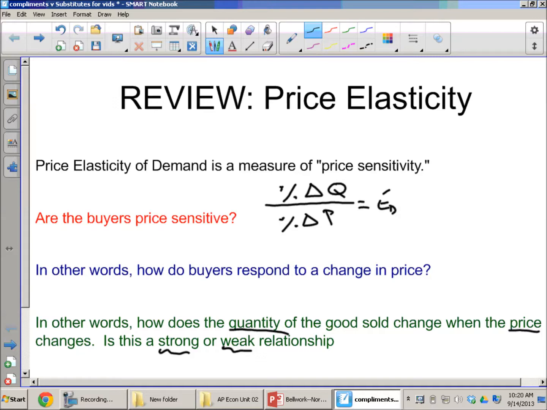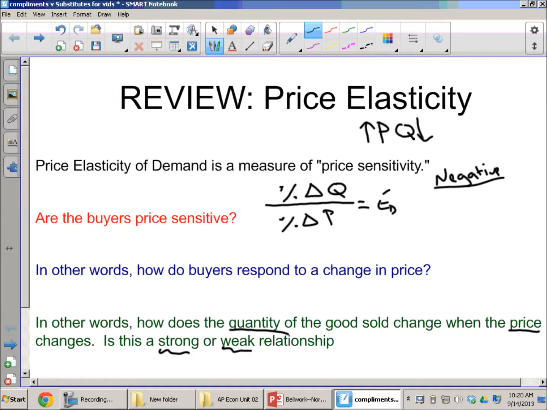Now, first of all, because there is an inverse relationship between price and quantity, right? As one goes up, the other goes down. All of our price elasticity values are negative. Some of the other ones we'll see today are not. So you should always get a negative number, right? And we tend to ignore the negative sign and just look at the absolute value.